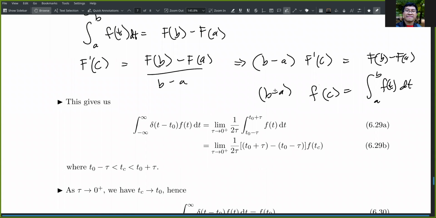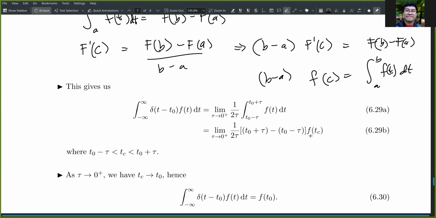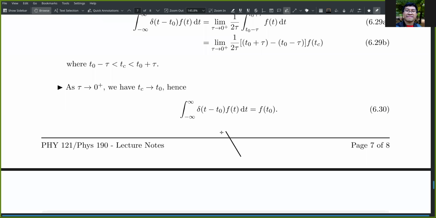So this we can use for this expression. We just need b minus a, and then let's call c, this t c here, a number between t naught minus tau and t naught plus tau. So this minus this, the t naughts cancel, so you have 2 tau here, 2 tau cancel here, so we are left eventually with f of t c. But as tau approaches 0, this t c would approach t sub 0, so we get this expression.